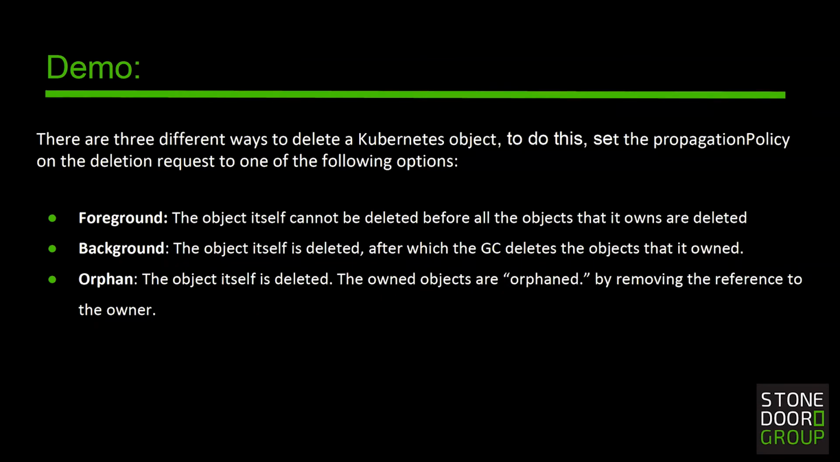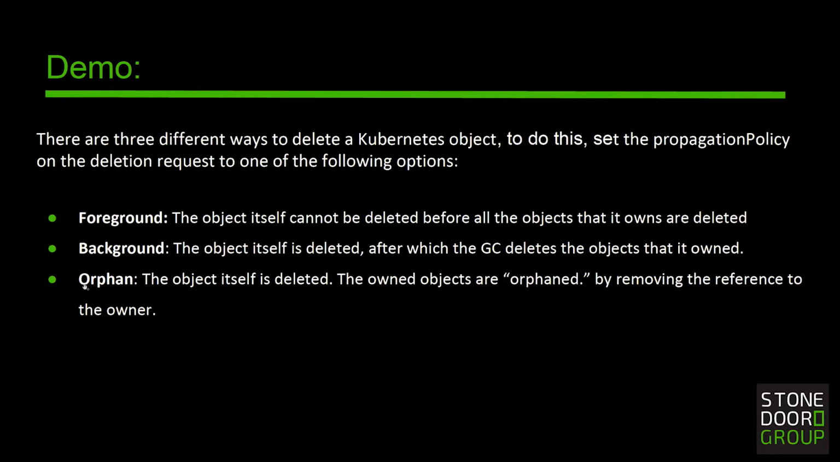Now, there are two modes of cascading deletion: background and foreground. If you delete an object without deleting its dependents automatically, those dependents are said to be orphaned.